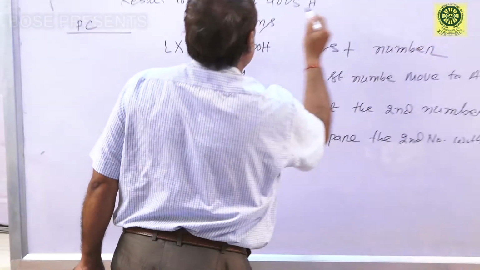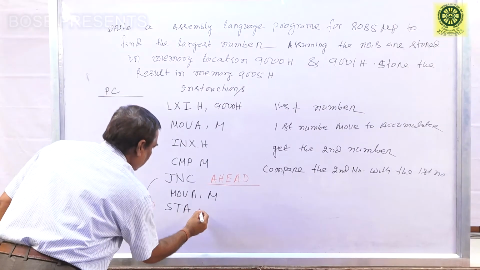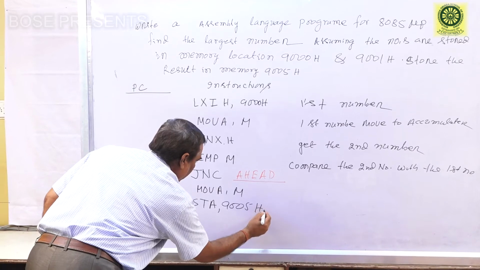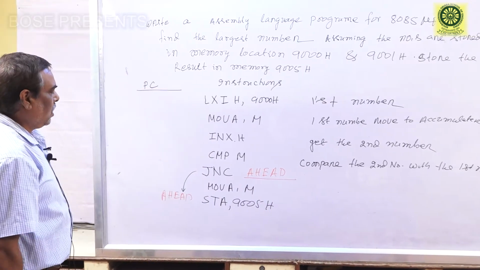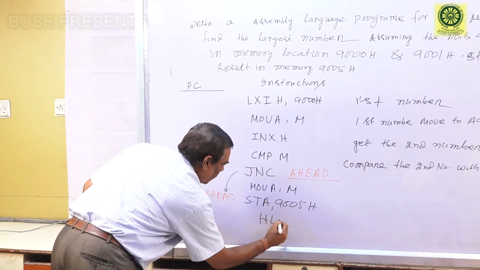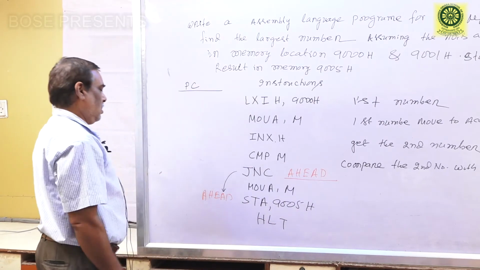That is STA 9005H, the address of the memory location where the larger number is stored. Then the program ends with HLT, the halt instruction.